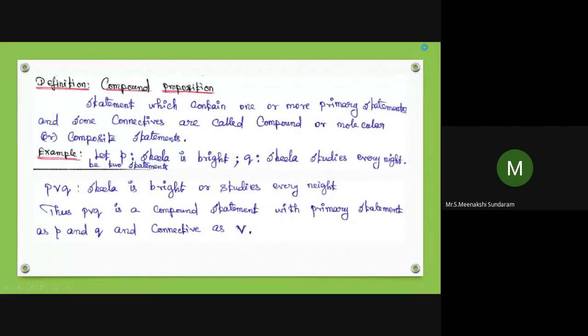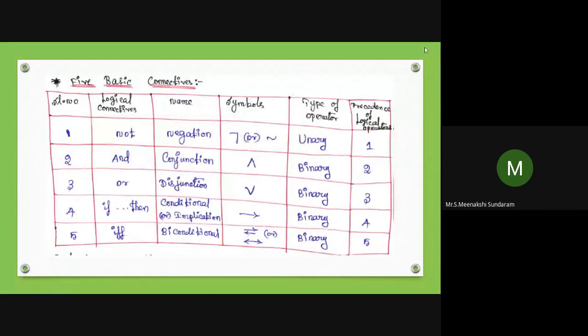Now the five basic logical connectives, serial number 1 to 5. What is the name of each connective? What symbol do we use? What type of operator is it, how many statements do we need to connect, and what is the precedence of the logical operators? First, the NOT gate. The input is only one, that's enough. If I want to negate the statement Ramu is a good boy, it becomes Ramu is not a good boy. Only one statement is enough. That is the type of operator here, unary. The name of that symbol is negation.